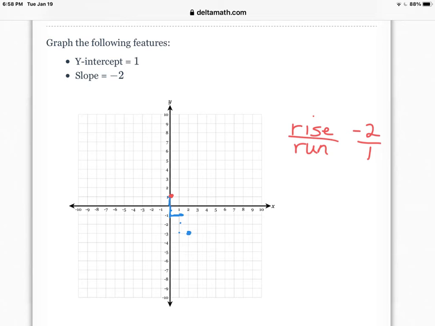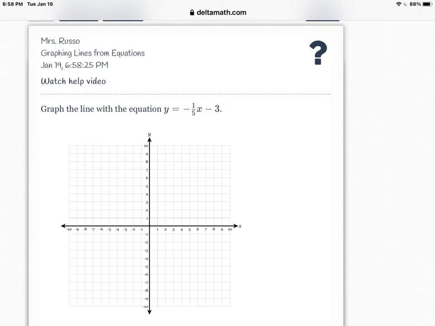Down 2 over 1, down 2 over 1. I continue that pattern. Or I could have gone up 2 and -1 in the x direction. So up 2, 1 to the left, up 2, 1 to the left. Doesn't matter, all those points end up on the same line. Our equation there would be y equals -2x plus 1. We get the hang of this, not that bad.